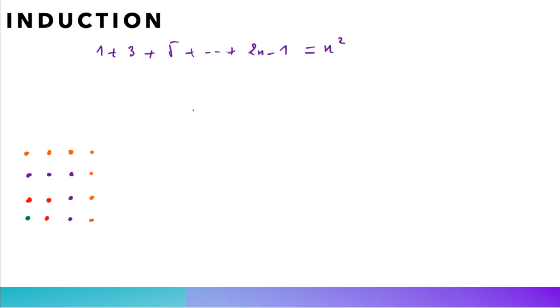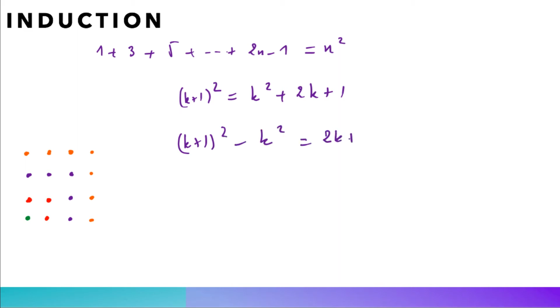Now we move on to the second proof, which will be algebraic. First, notice that for every integer k, k plus 1 all squared is equal to k squared plus 2k plus 1, and from this we deduce that k plus 1 all squared minus k squared is equal to 2k plus 1. In English, one can read this as every odd integer is actually the difference of two successive squares.